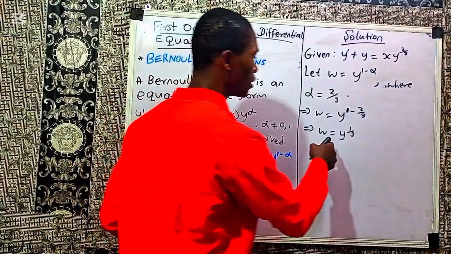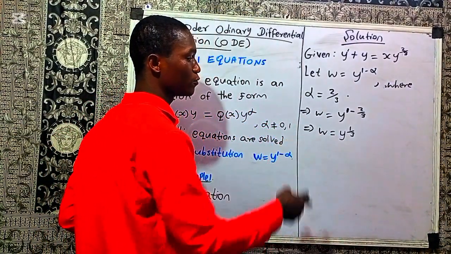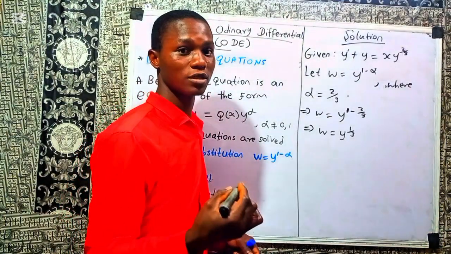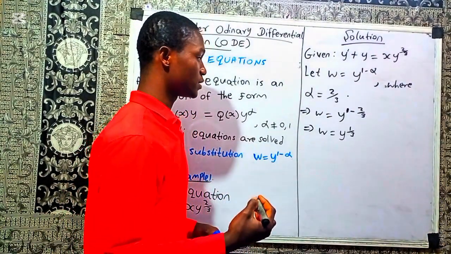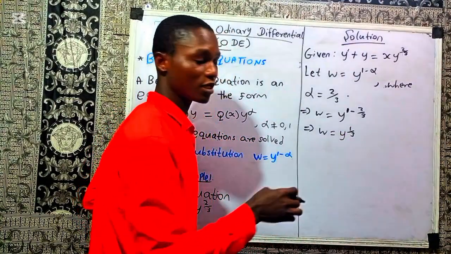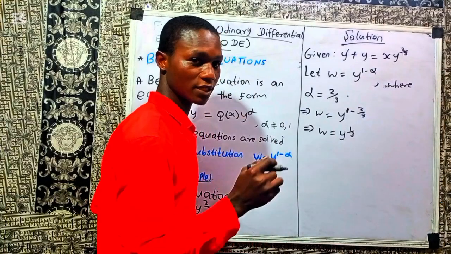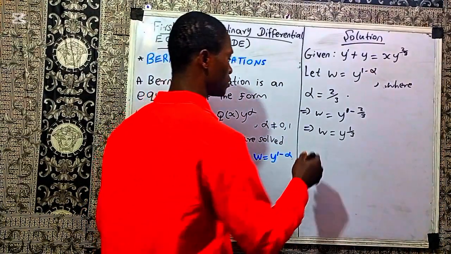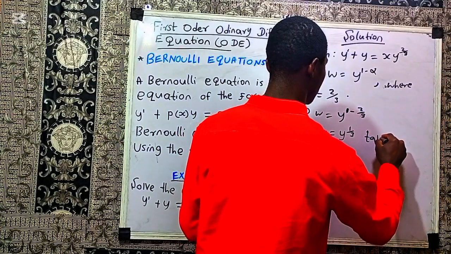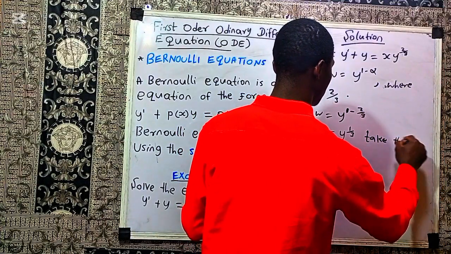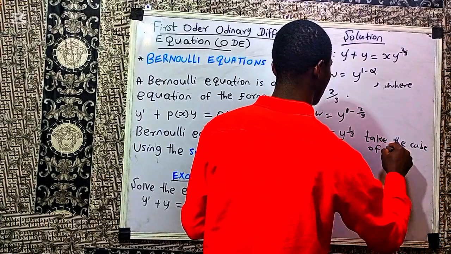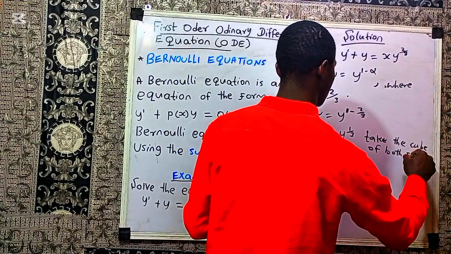Now, clearly here we can make y the subject of the formula by using the knowledge of the law of indices, right? For me to make y the subject of the formula, the power of y here should be 1. So, let's just write it. Take the cube of both sides.